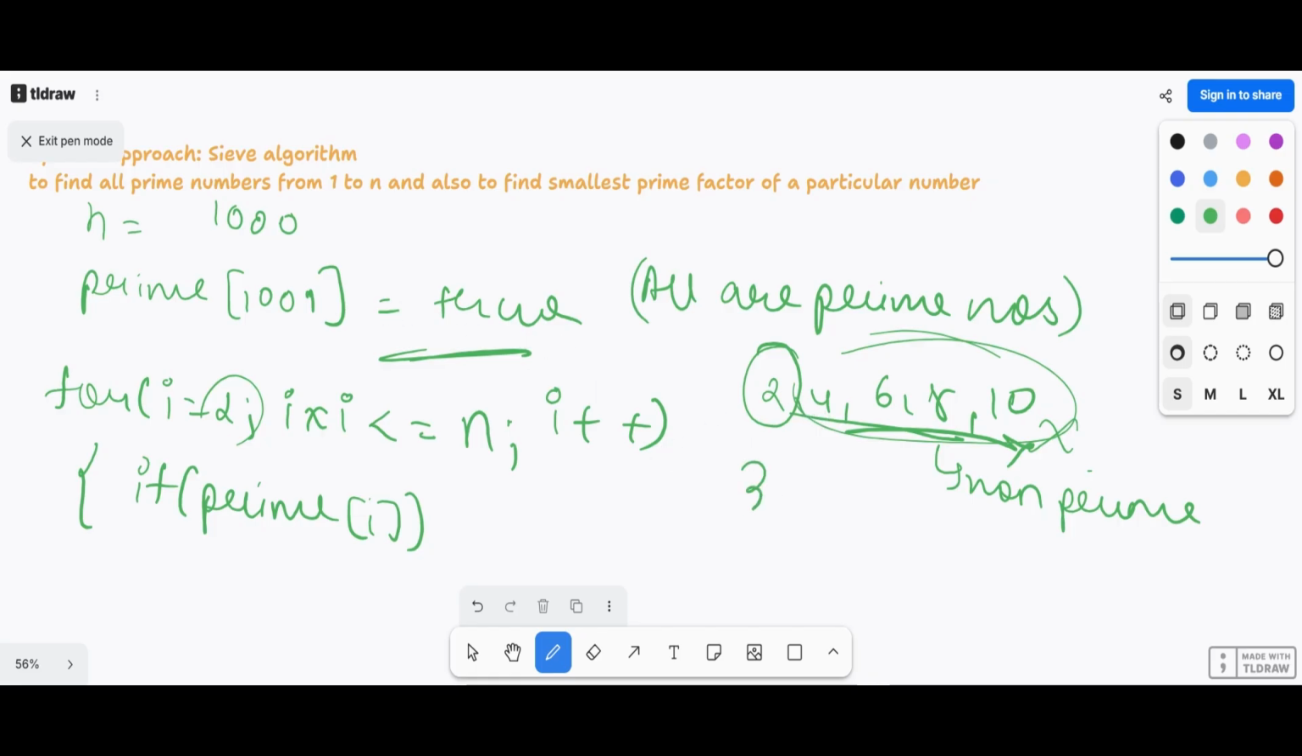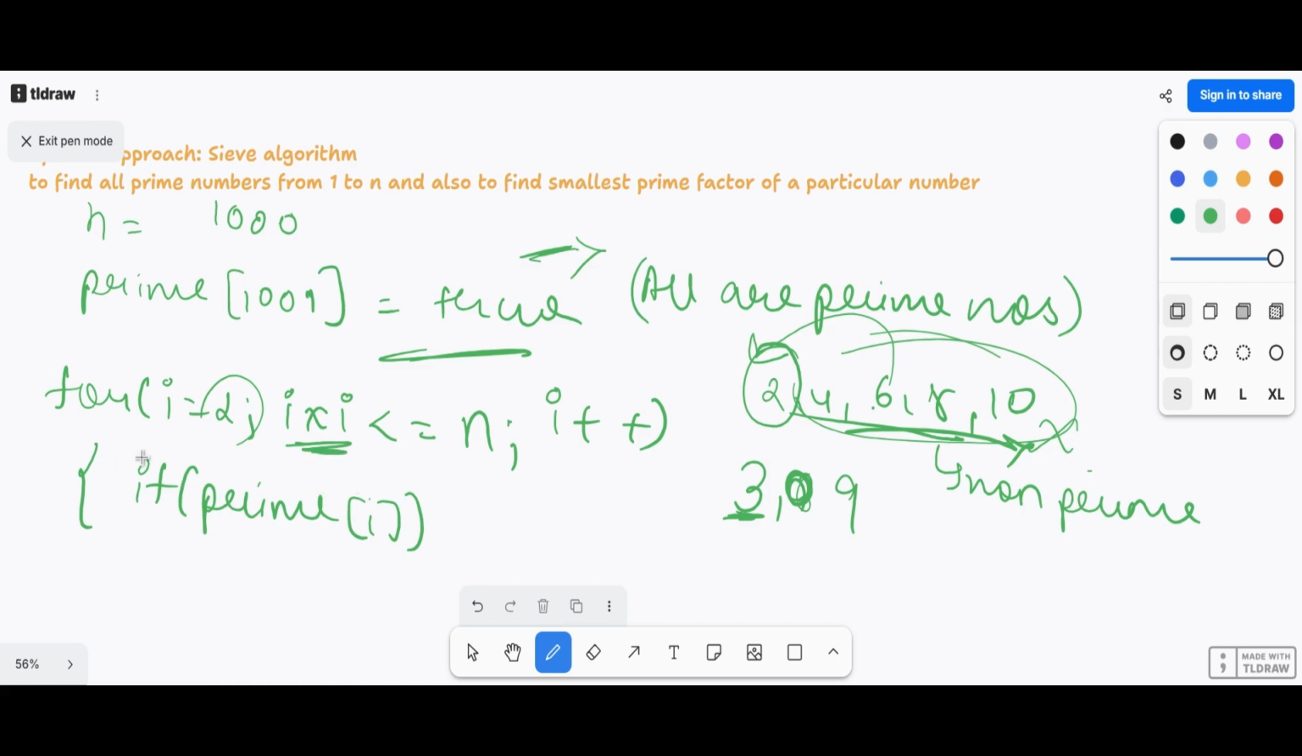Now when you come to 3, you'll not start from 6. No, because for 6 it's always 2 as the smallest prime factor. For a particular number i, you will always start from i square, because i square is the next number whose smallest prime factor is i. And that's where we found that we have to check until square root of n. And here also we are going until square root of n only.